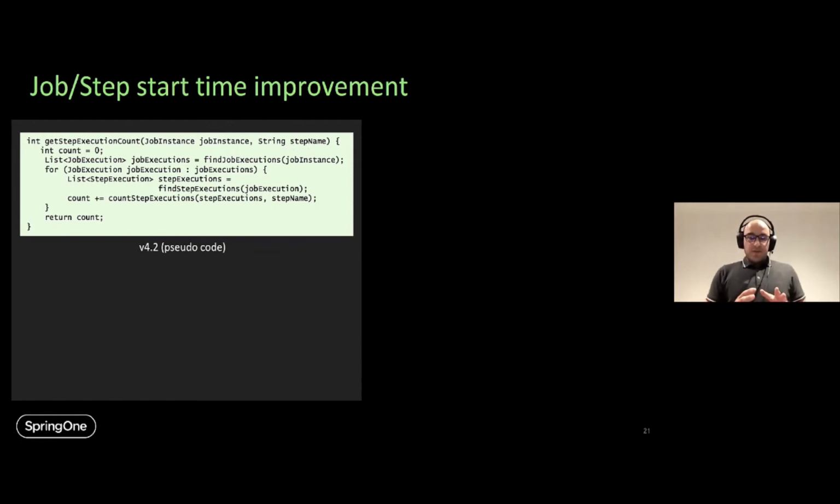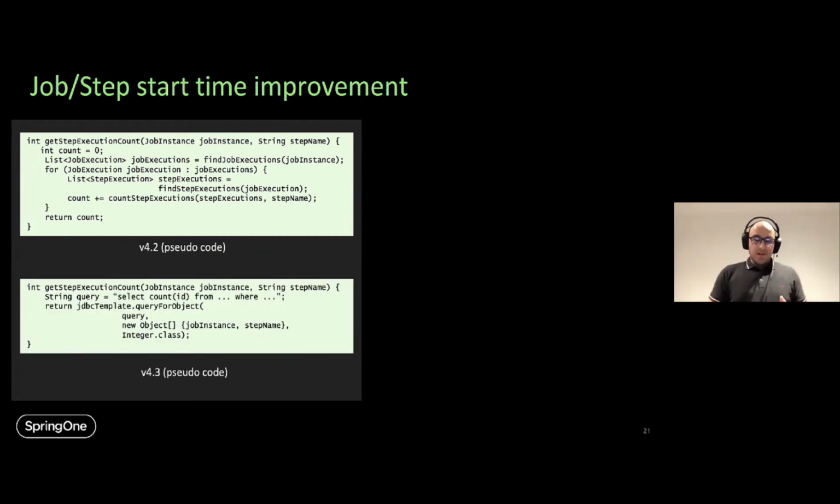And in Fordo 2, we noticed that this method was loading all job executions in memory, and then for each one of them, loading all step executions, and then doing the count in memory. This is not optimal in terms of performance and memory usage, so we changed the implementation to use a single count query to the database. So basically, we moved the calculation logic from the framework side to the database side, and databases are well optimized for this kind of operations.